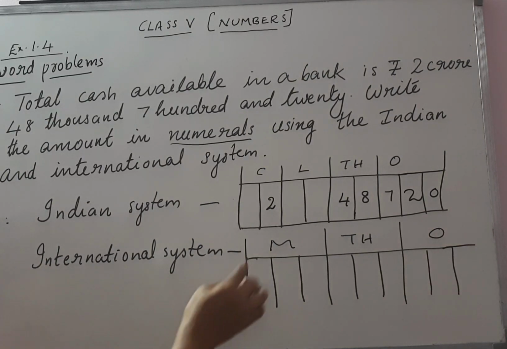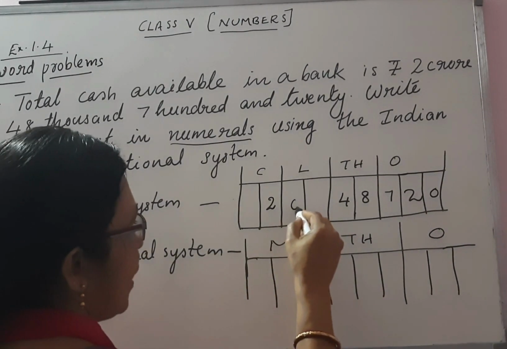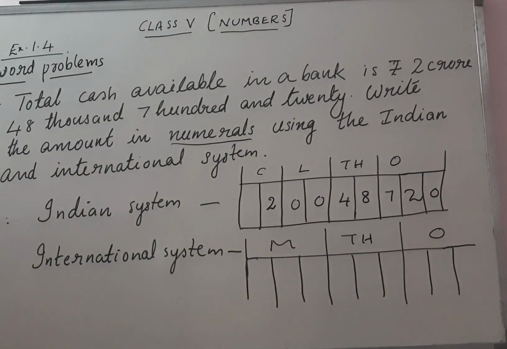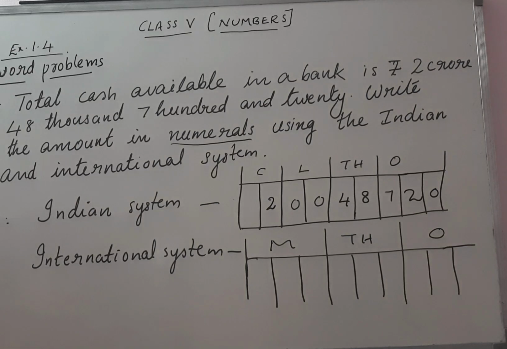Now we have to fill the left out missing places. You have to fill them with 0. So you will get the numeral in the Indian system. So how many missing places are there? Those places you have to fill with 0. This is the best method you have to follow, so you will not make mistakes in the number.